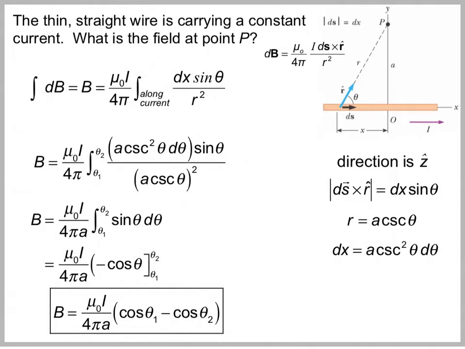B is equal to mu naught I over 4 pi a times cosine theta 1 minus cosine theta 2, where theta 1 would be this value when we start at this place, and when we get over here, theta 2 would look something like this.